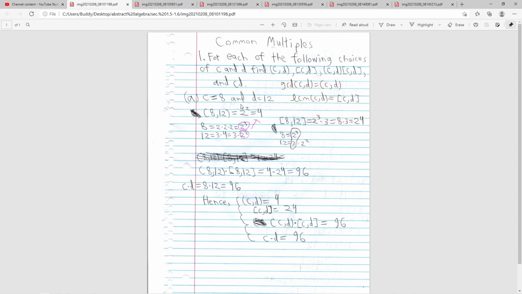So if C equals 8 and D equals 12, you factor like before for the greatest common divisor. 2 cubed and 2 squared: the common divisor is 2 squared. 2 cubed is 2 times 2 times 2, which is 8, and 12 is 3 times 2 squared. So 2 squared is the lowest power of what they share in common, which equals 4.